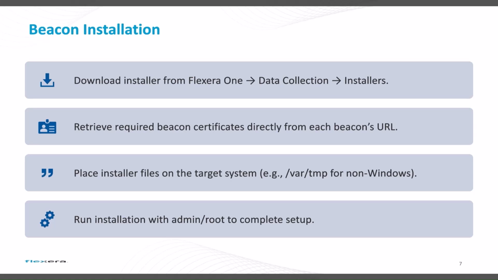Now that we've gone over some of the requirements, let's go over the installation of the beacon. To install a Flexera beacon, begin by downloading the installer from Flexera 1 under Data Collection Installers. Next, retrieve the required beacon certificates directly from each beacon's HTTPS URL, saving them in PEM format for inclusion, especially important for non-Windows environments. Then, place the installer and supporting files on the target system. Finally, run the installation using administrator or root privileges to complete the setup and enable secure beacon communication.